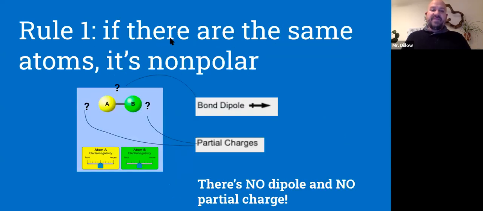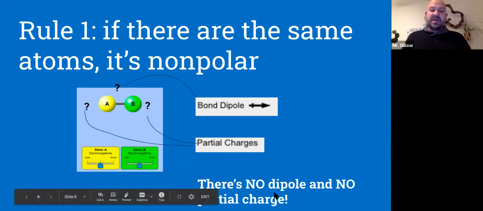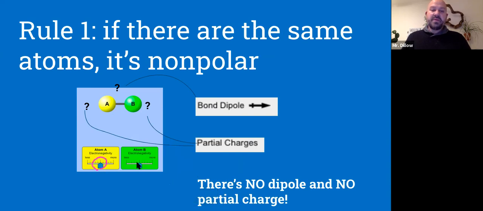Now, if they are the same atom and there's no difference in electronegativity, then it is nonpolar. So in this case, the electronegativity is set to be the same for both atoms, somewhere about in the middle. But it doesn't really matter. They could both be more, they could both be less. As long as they're the same in electronegativity, then this molecule will be nonpolar. There'll be no bond dipole, no partial charges. It is nonpolar.